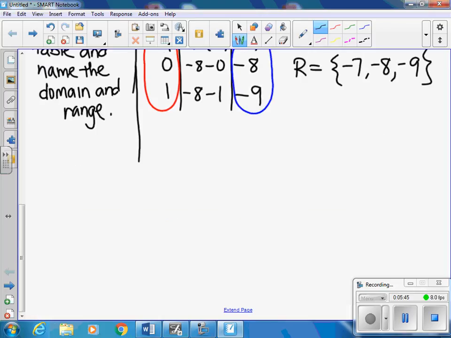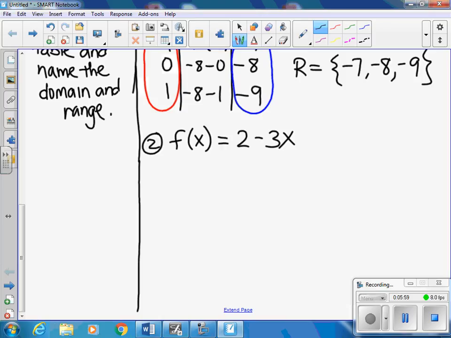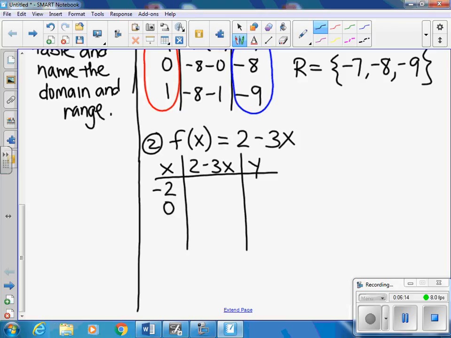All right, so let's take a look at another one. I'm going to give you a different function, and this time I'm going to give you the x values you have to use. Sometimes they'll do that, and other times they'll let you choose. But if they give them to you, you have to use what's given to you. So our function is f of x equals 2 minus 3x, or if you prefer, y equals 2 minus 3x. In our table, we're going to have 2 minus 3x in the middle, and our x and our y part. For the x value, you are given -2, 0, +3, and +4. You can't change those. You have to use them because they were given to you.